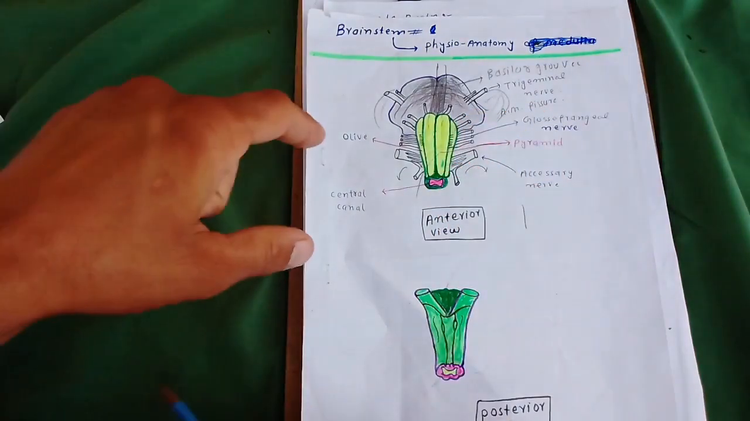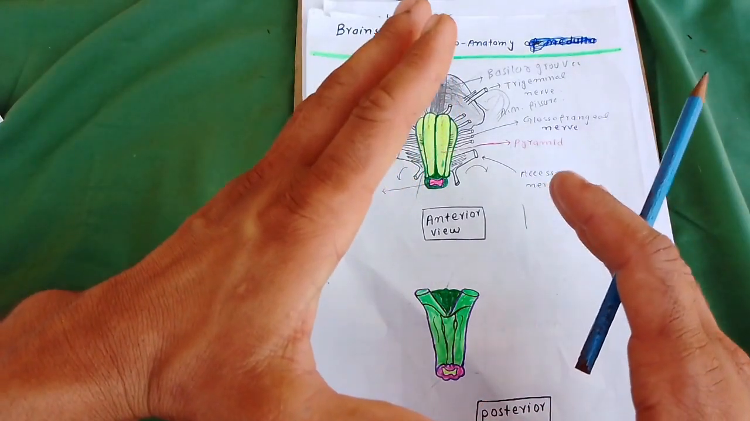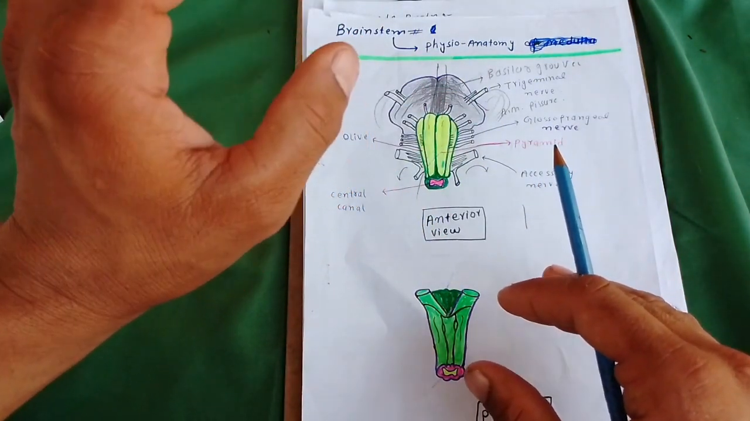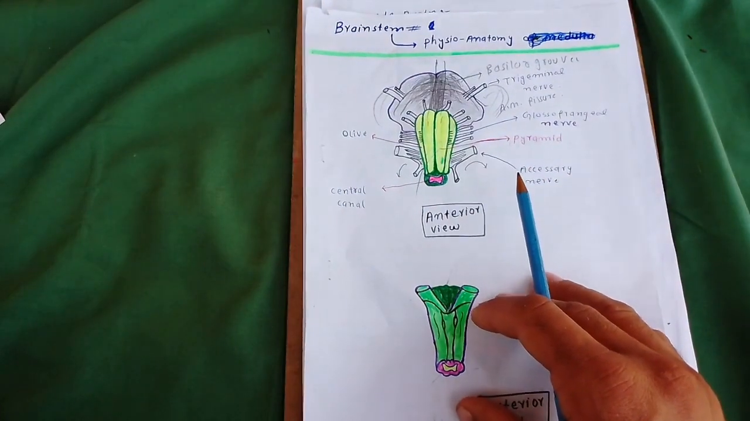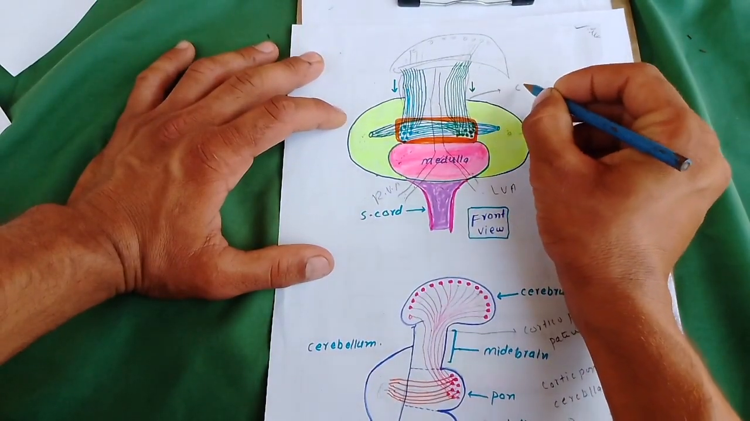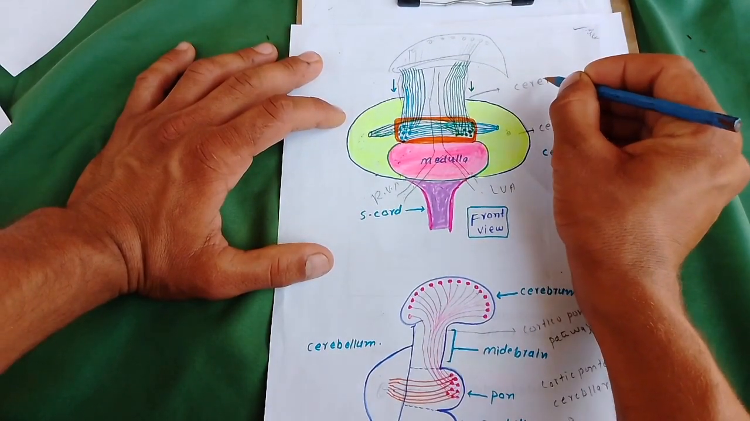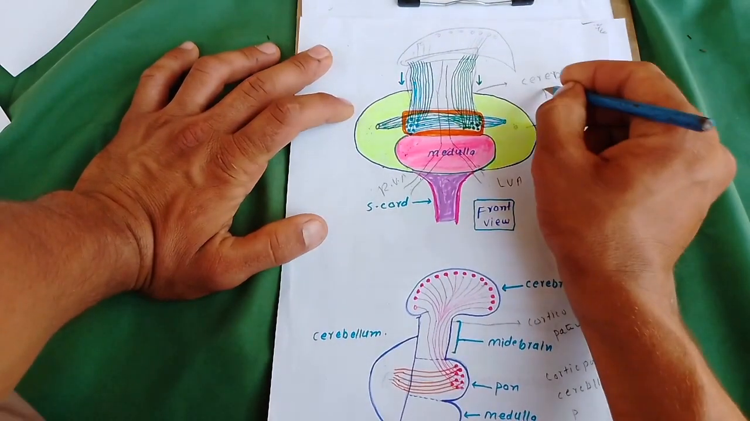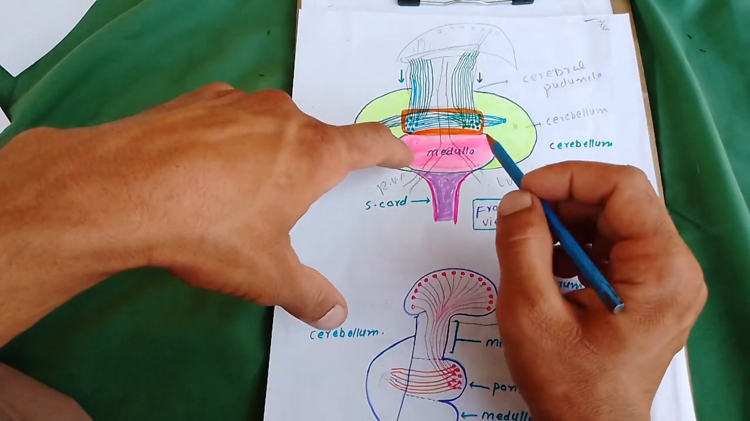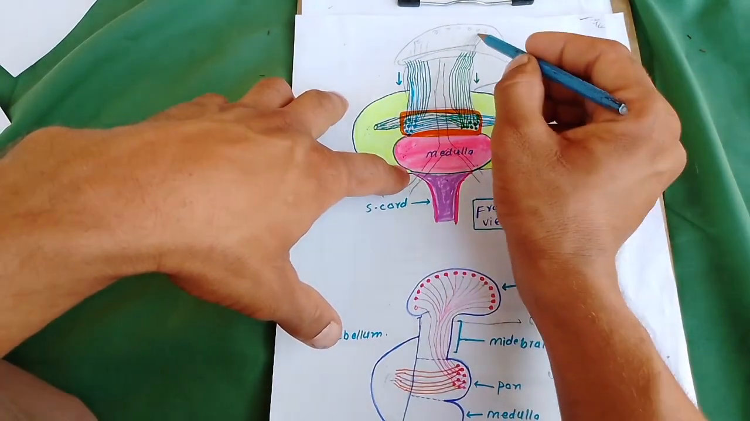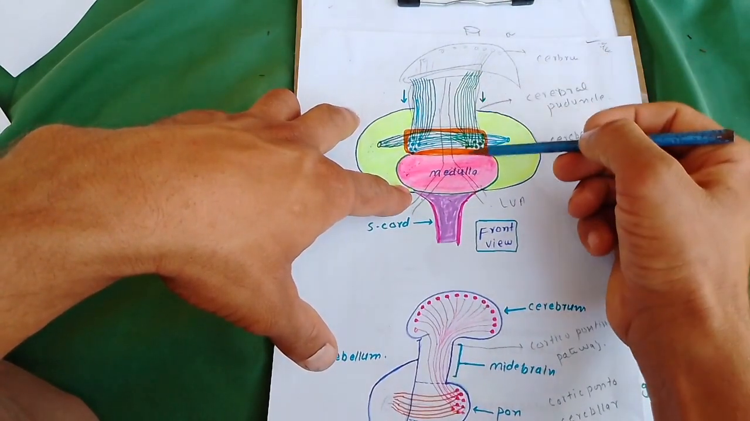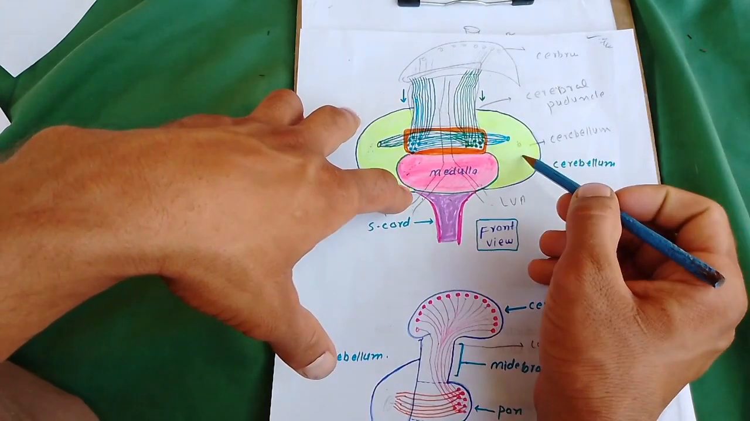Mainly, the midbrain is called the cerebral peduncle. Why is it called the cerebral peduncle? Because what is a peduncle? A peduncle is a huge mass of white matter fibers which connects the brainstem with the cerebrum. This one is the brainstem and this is the cerebrum. Peduncles combine together the brainstem with the cerebrum and the cerebellum.